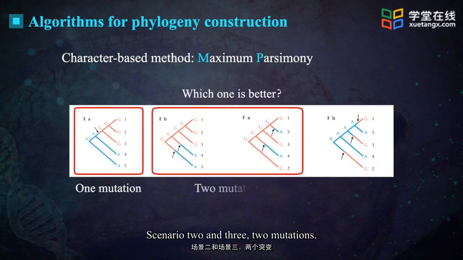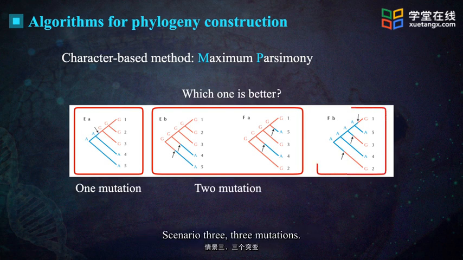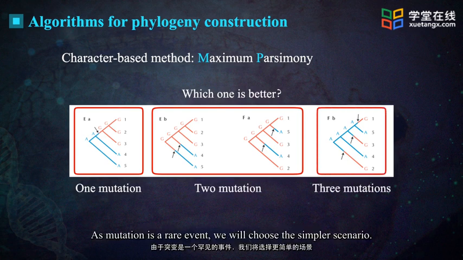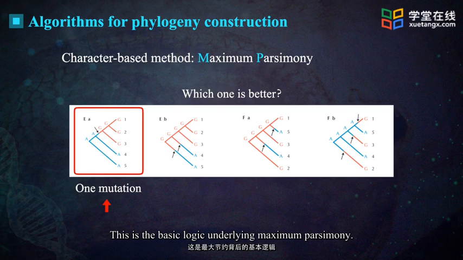Scenario 2 and 3, 2 mutations. Scenario 3, 3 mutations. As mutation is a rare event, we will choose the simpler scenario. In this case, the first one. This is the basic logic underlying maximum parsimony.